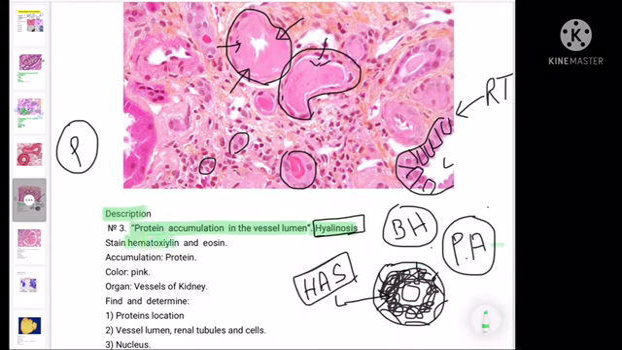The stain used is hematoxylin and eosin. Accumulation is protein. Color is pink. And which organ is this? If you know that these are the renal tubules, then it should be the kidneys. And these are the vessels of the kidneys. So they are asking, show the protein. So we can see this is the protein accumulation.